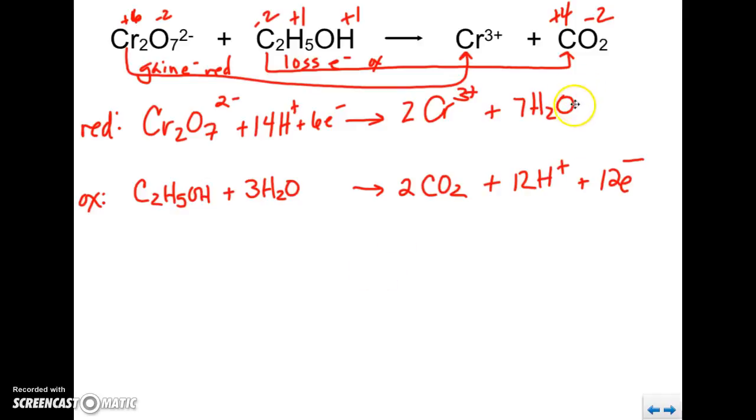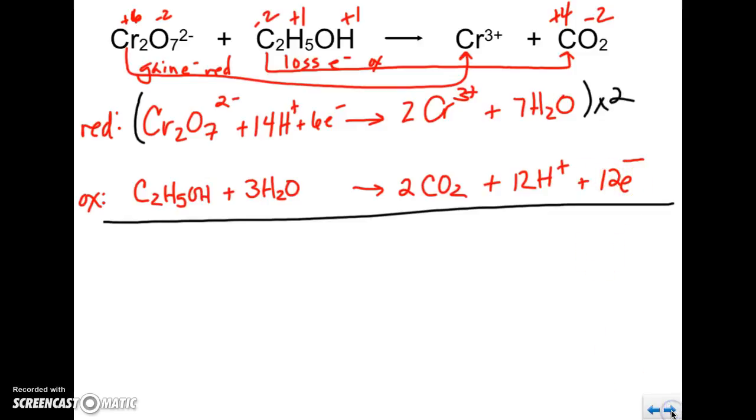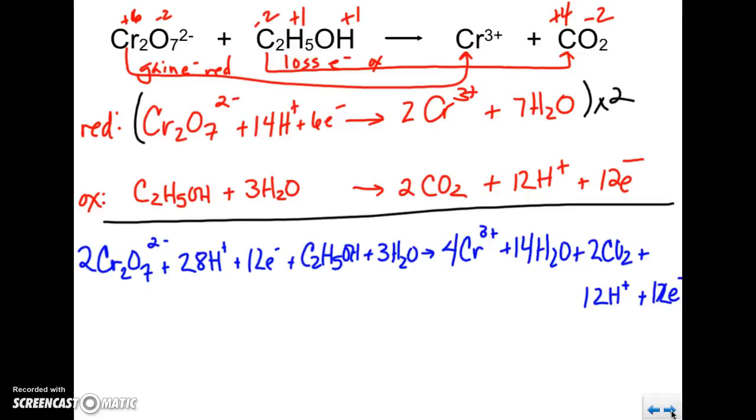So we need to take the reduction reaction and multiply this whole reaction by 2, because there's only 6 electrons on the reactant side for the reduction reaction, and there's 12 electrons on the product side for the oxidation. So I'm going to multiply that top equation by 2 and then add the two equations together to get the balanced redox. When I do that, I get something that looks like this, all of these terms together.